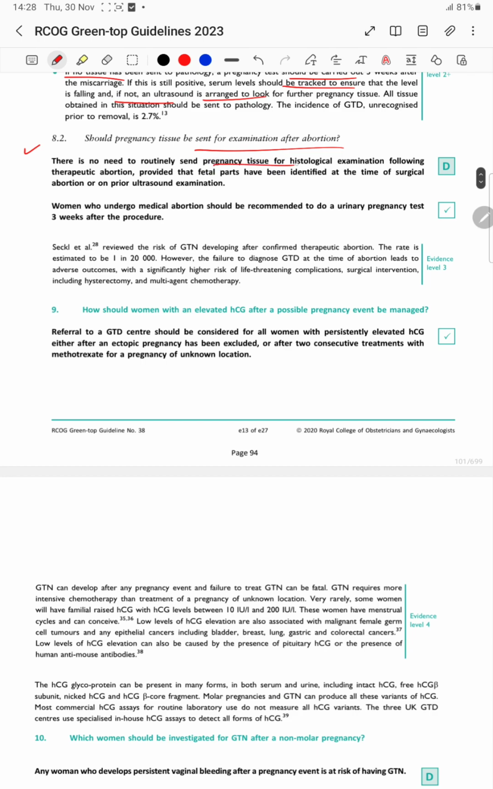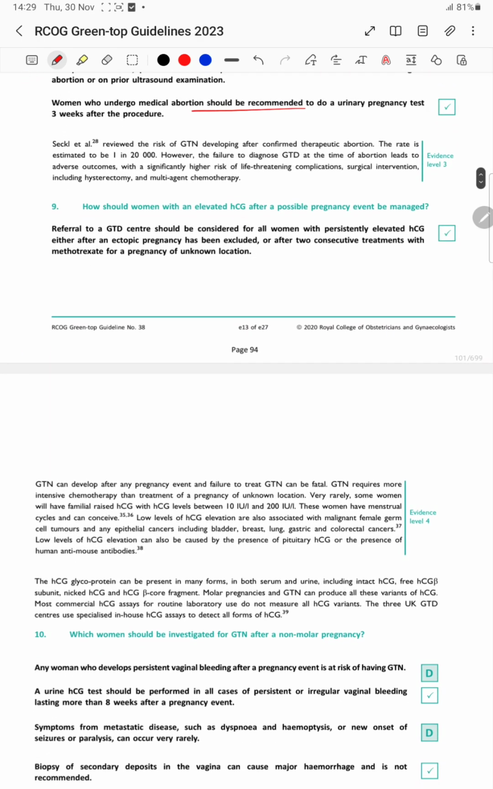Should the pregnancy tissue be sent for examination after an abortion? There is no need to routinely send the pregnancy tissue for histological examination following a therapeutic abortion, provided that the fetal parts have been identified at the time of the surgical abortion or on prior ultrasound examination. Women who undergo a medical abortion should be recommended to do a pregnancy test 3 weeks after the procedure. The rate is estimated to be 1 in 20,000.